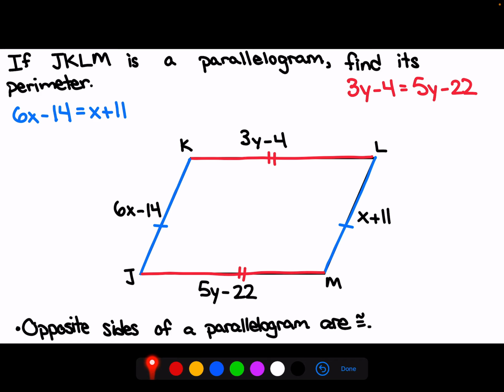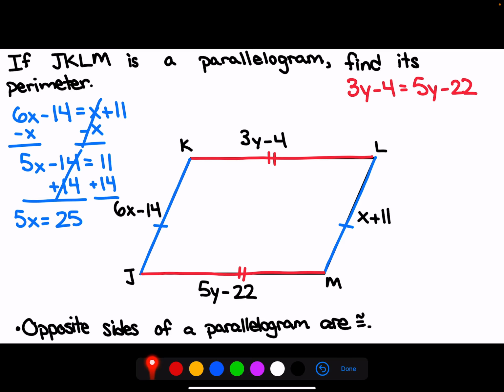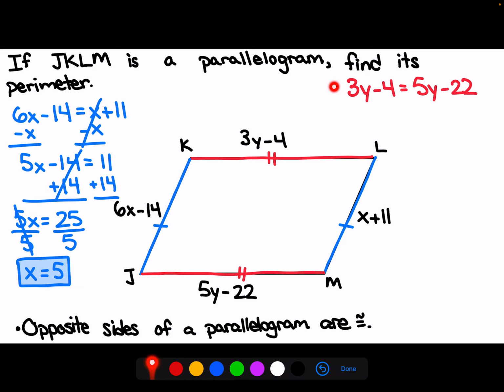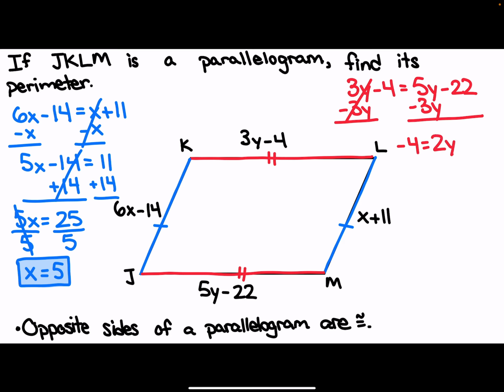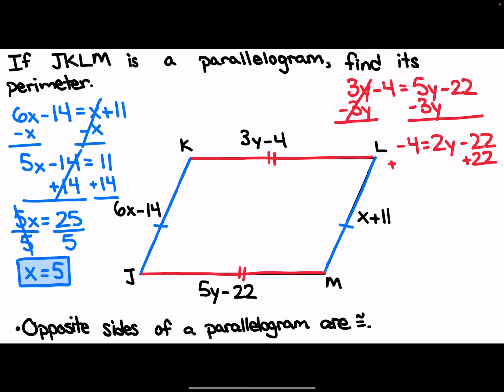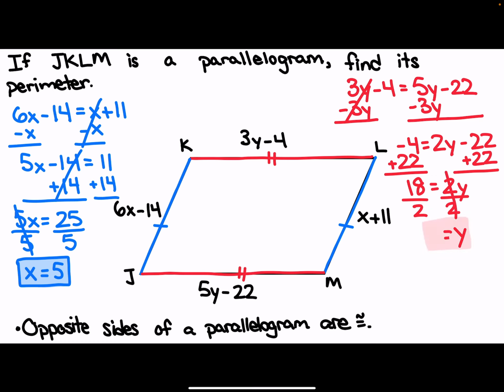Solving for x first, we subtract x from both sides, giving us 5x minus 14 equals 11. Adding 14 will give us 5x equals 25, and dividing both sides by 5 gives us x equals 5. From there, we move over to our red equation to solve for y. We start by subtracting 3y from both sides, giving us negative 4 equals 2y minus 22. Adding 22 will give us 18 equals 2y, and then dividing both sides by 2 gives us y equals 9.